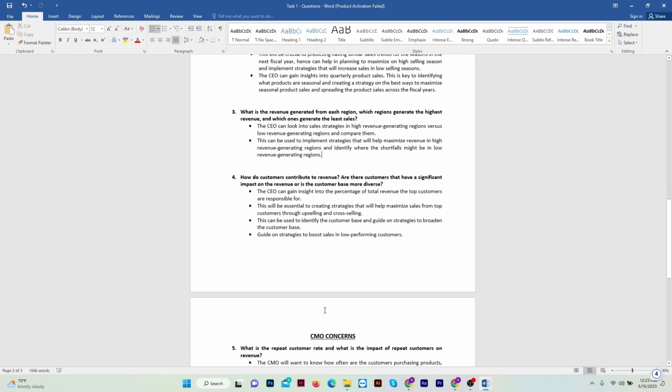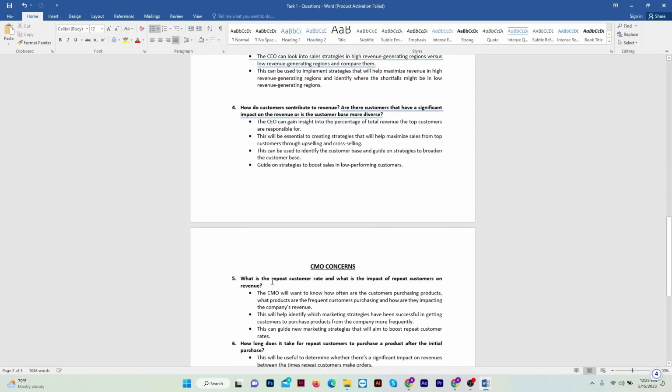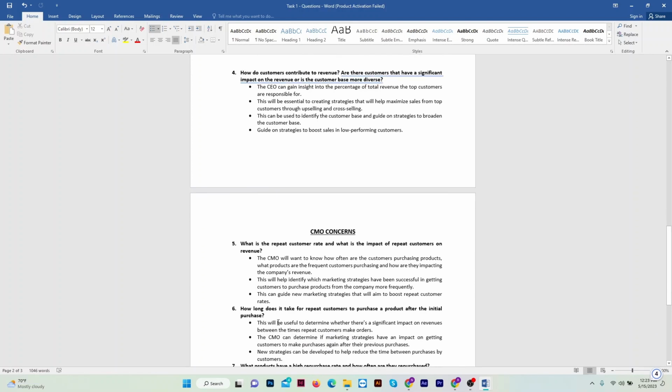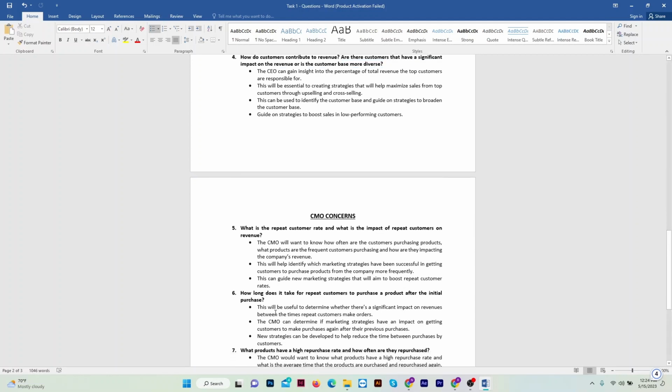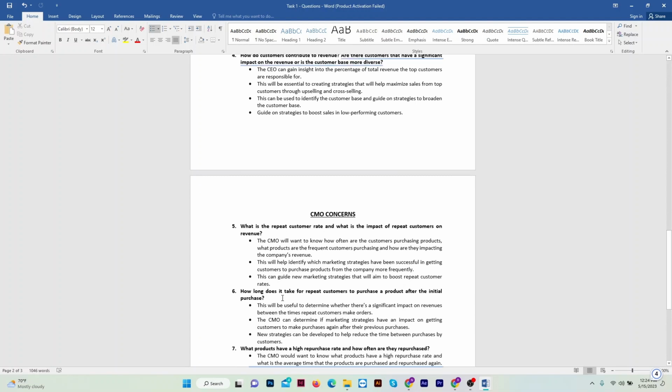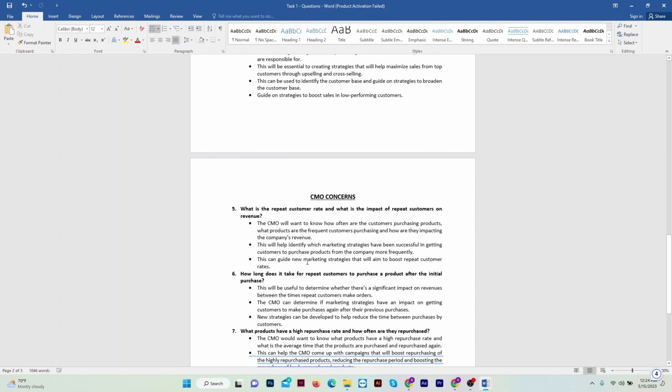And the CMO will be concerned about the number of customers, the number of times a customer will make a purchase from the company. So that is the repeat customer rate and the impact of these repeat customers. And then the CMO will also be concerned about the time it takes for a customer between the first purchase and the second purchase, or the time it takes for the customer to make repeated purchases, if the repeated purchase is of the same products or they keep on buying different products. That will be a concern of the CMO.